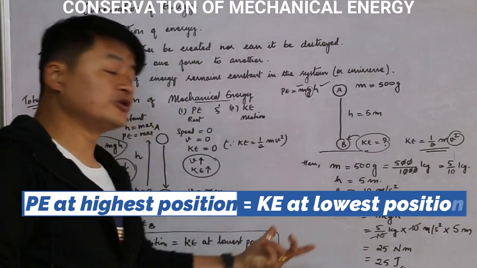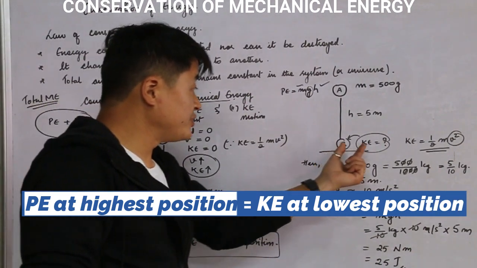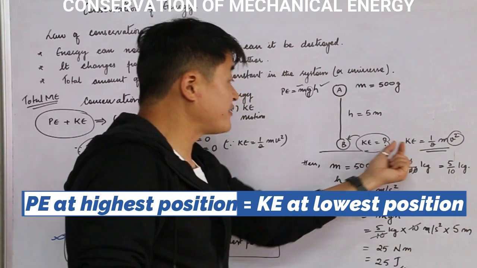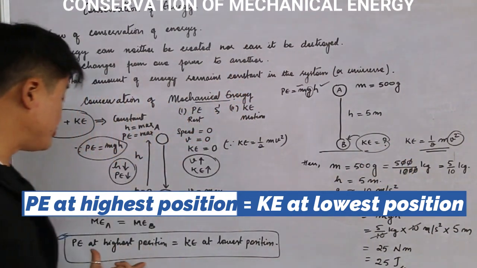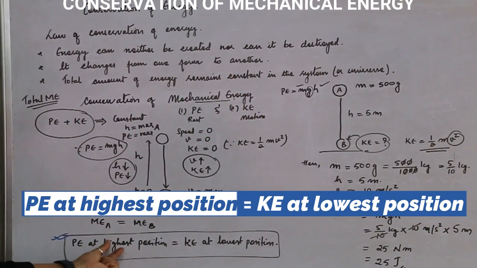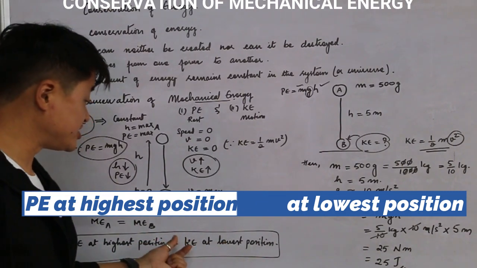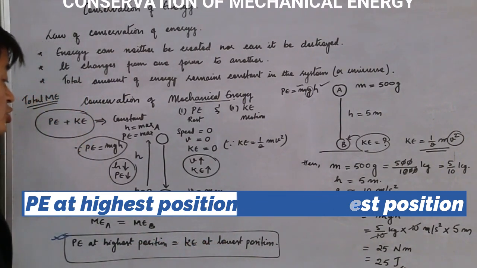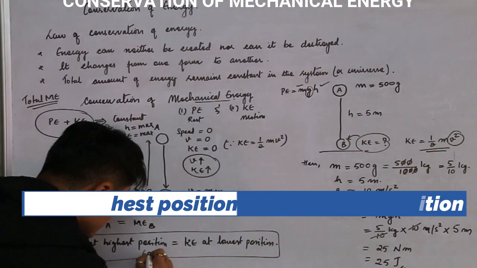In this kind of question, even if we don't have the velocity, we can find the kinetic energy with the relation: potential energy at the highest position or highest point is equal to kinetic energy at its lowest point or lowest position.